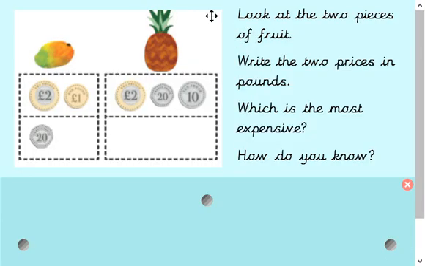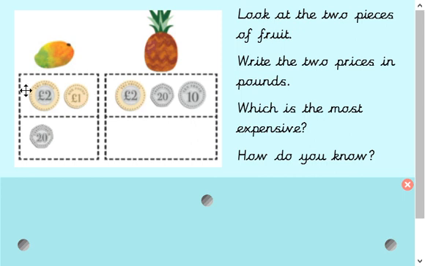Okay, let's learn. We've got two fruits in front of you here. On the left, we have a mango. On the right, I've got a pineapple. And what I want you to do is to look at the coins that are underneath and tell me what these two prices are in pounds. And then finally, which one is the most expensive and how do you know that? I want you to press pause now while you're thinking, while you're talking, while you're working, and then press play when you're ready to come back and listen.